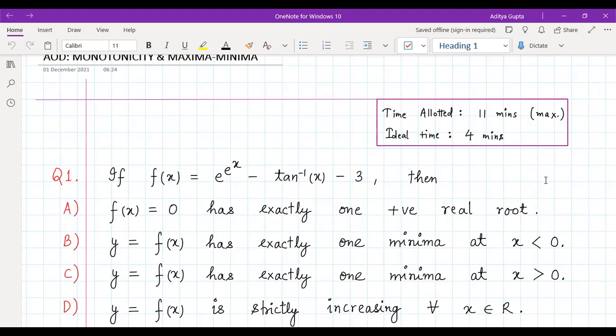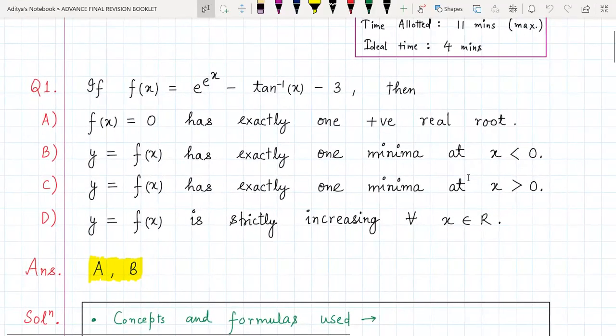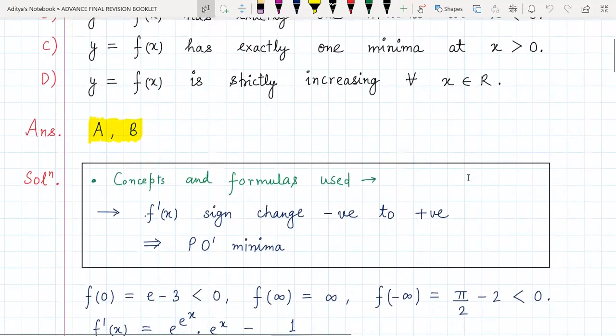Now let us see what the answer is. So first of all, the answer would be A and B options are correct. When we are discussing the solution, the concept and formula used here is that if the derivative's sign changes from negative to positive, that implies it is the point of minima, and that's pretty much it.